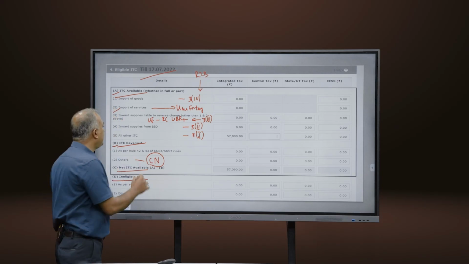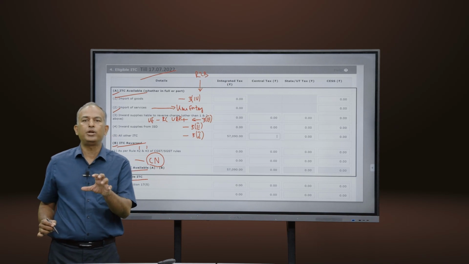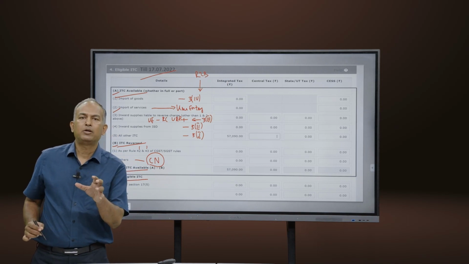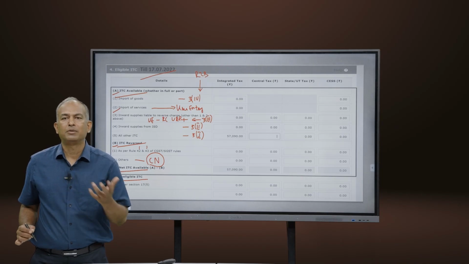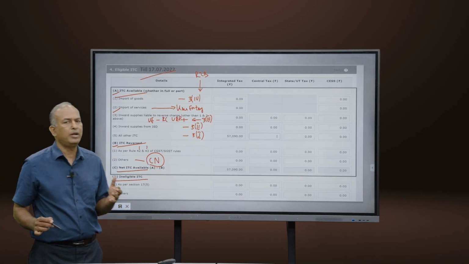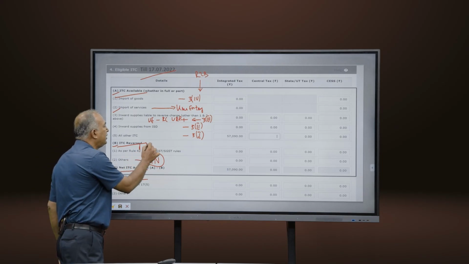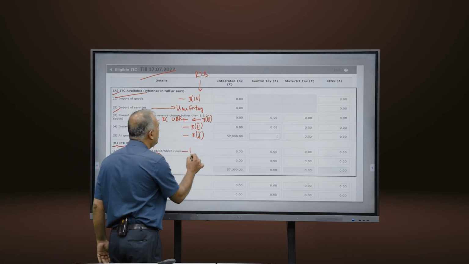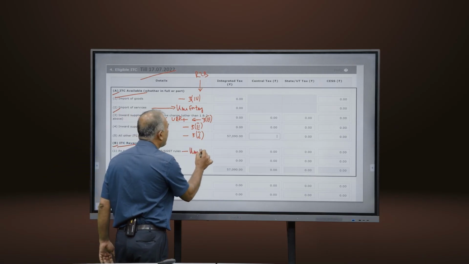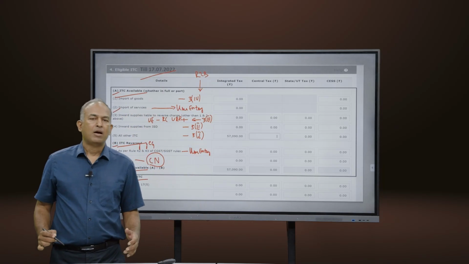The other reversal that is possible is Rule 42 and Rule 43, which pertains to proportionate credit taken in respect of taxable and exempted supplies. So proportionately for inputs and input services, it will be under 42, and for capital goods, it will be under 43. So the taxpayer needs to enter. This becomes a user entry. I hope it is clear till now.